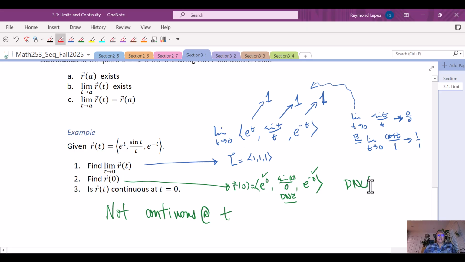All right, so that is our first section, section 3.1 in this chapter. Good luck.